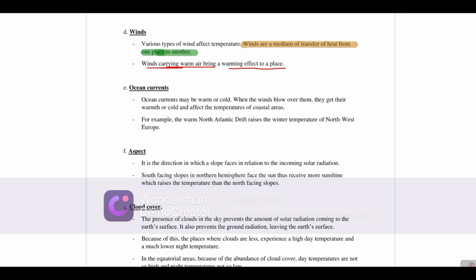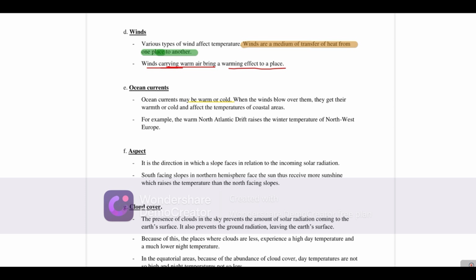Okay, another factor: ocean currents. We say ocean currents may be warm or cold. So we have warm ocean currents and we have cold ocean currents. When the winds blow over these ocean currents, they get their warmth or cold and affect the temperatures of the coastal areas.